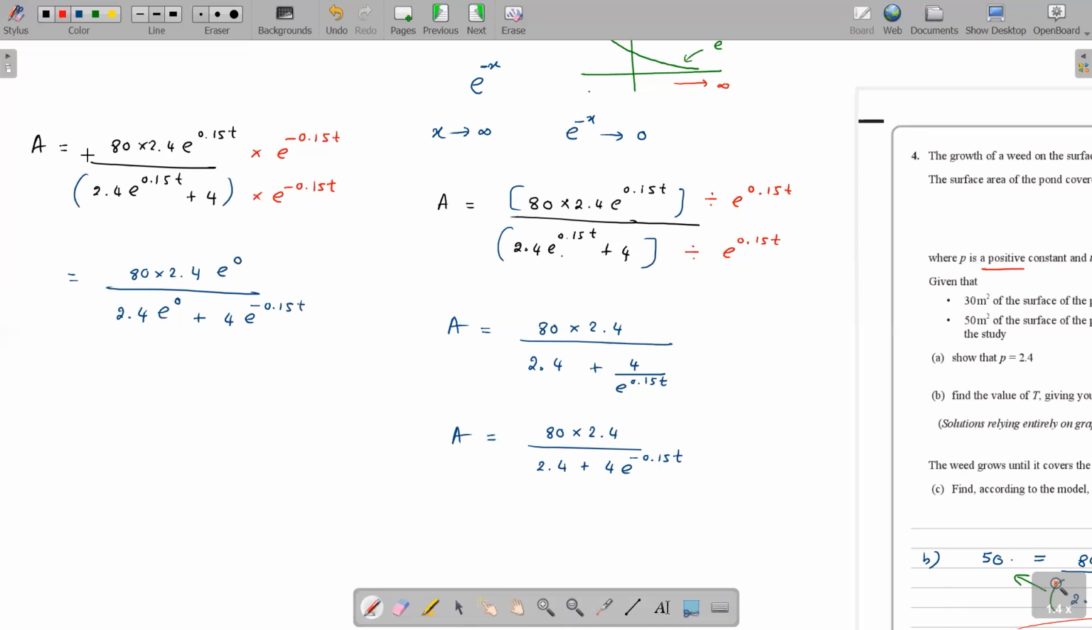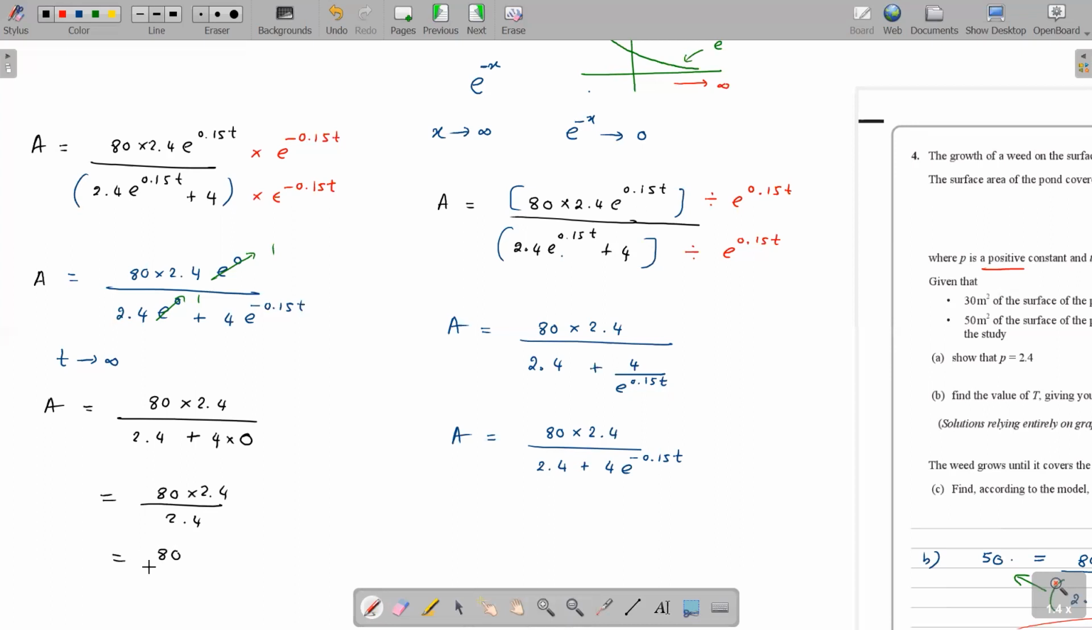And then what you do is, to find the limiting value of area, what do we do? We send t to the maximum, for large values of t. So what happens for large values of t? Your area becomes 80 times 2.4 e to the power 0, of course, becomes 1, right? Divided by 2.4. What happens here? 4 times e to the power minus 0.15 t. So when t goes to infinity, e to the power minus anything, the coefficient, of course, is not a problem here. So e to the power any negative coefficient of t will go to 0. So basically this is 4 times 0. Then you get 80 into 2.4 divided by 2.4, which is simply 80.